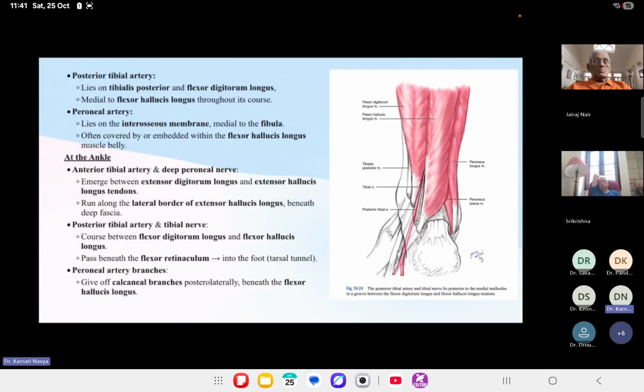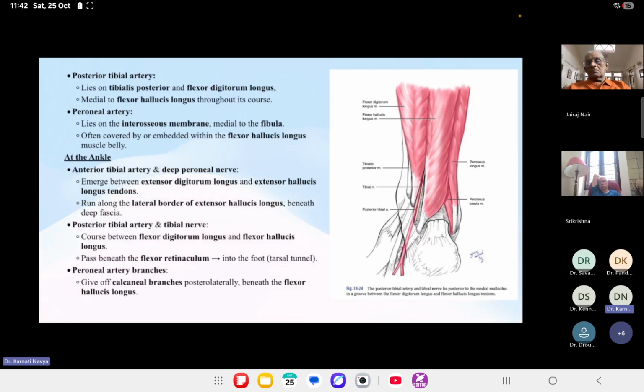The peroneal artery lies on the interosseous membrane medial to the fibula. It is often covered or embedded within the flexor hallucis longus muscle belly. At the angle, the anterior tibial artery and the deep peroneal nerve emerge between the extensor digitorum longus and extensor hallucis longus tendon. They run along the lateral border of the extensor hallucis muscle beneath the deep fascia.